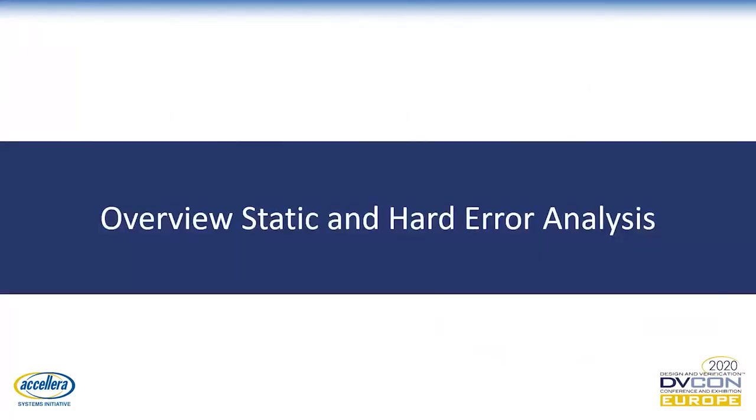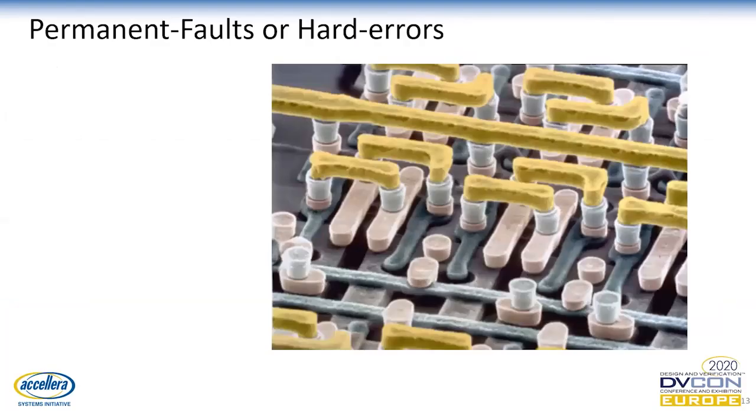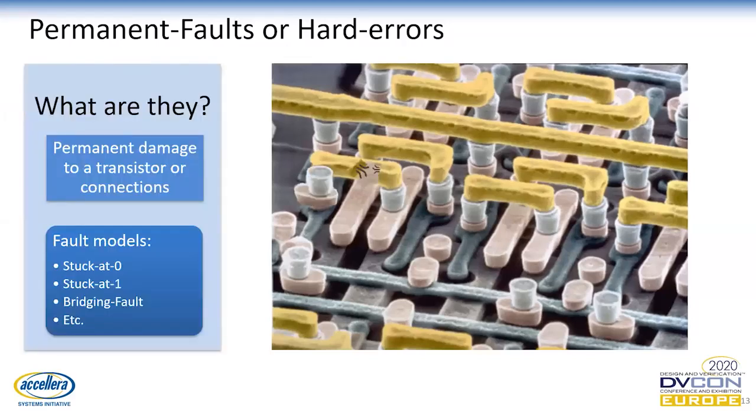Let's have an overview of static analysis. Let's look at a closer zoomed picture of our ICs. This depicts transistors and the connections between them. A fault can occur in the connections or transistors. For example, a wire can touch VDD or VSS, making it permanently 1 or 0. So we can model these kinds of physical deformities as stuck-at-0 or stuck-at-1. We can use many other fault models like bridging faults, but in this presentation, we'll focus more on stuck-at faults.